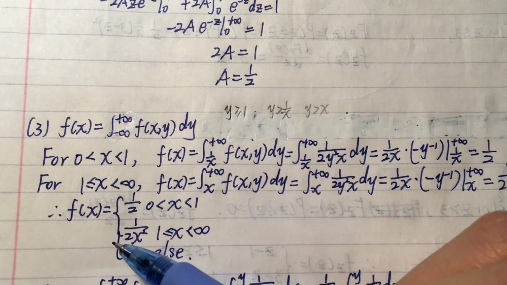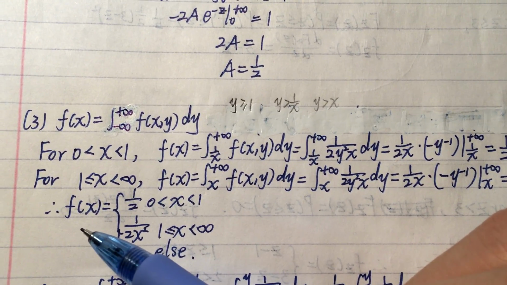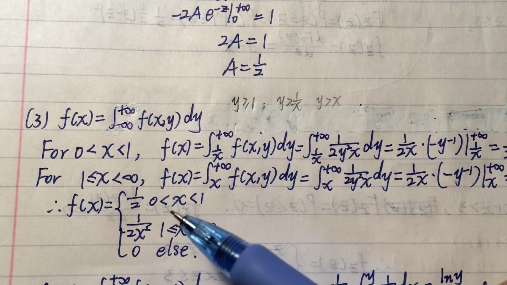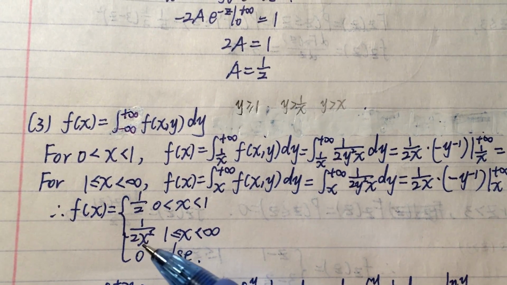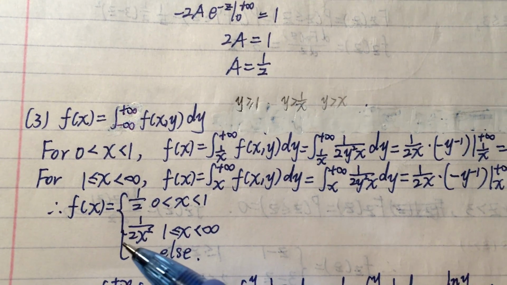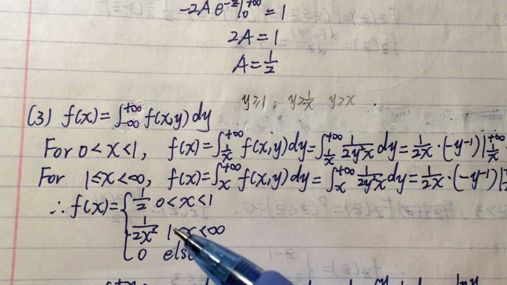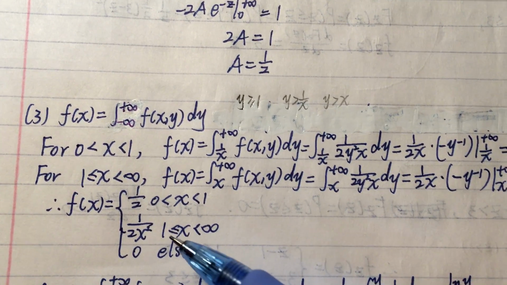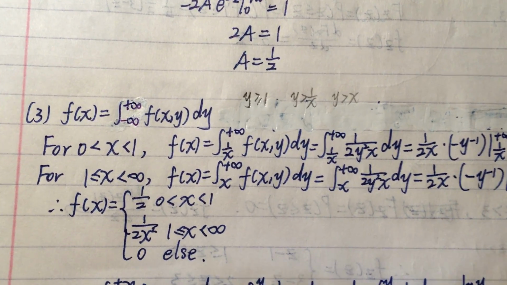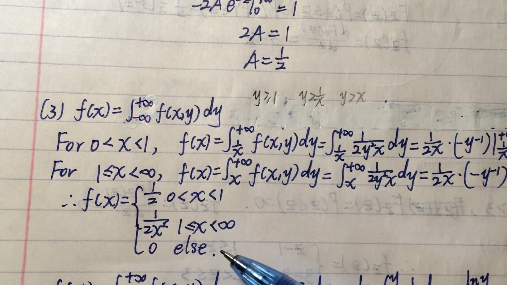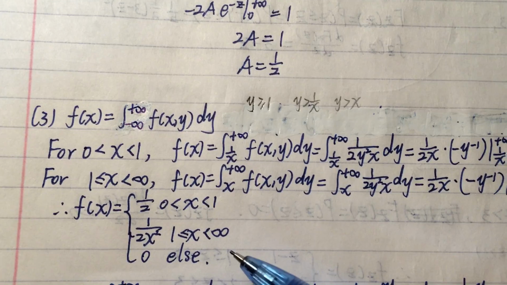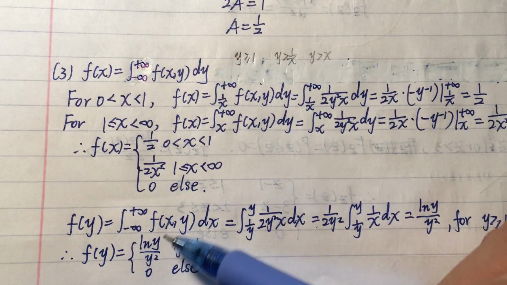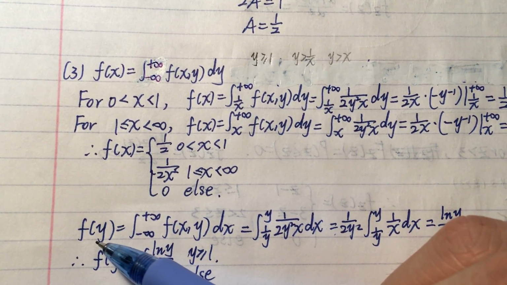So the final result of the density function of x equals to 1/2 for x larger than 0, smaller than 1, and equals to 1/(2x^2) for x larger than or equal to 1, smaller than unlimited, and 0 else. Else means other situations. And in the same way, we can get the density function of y.